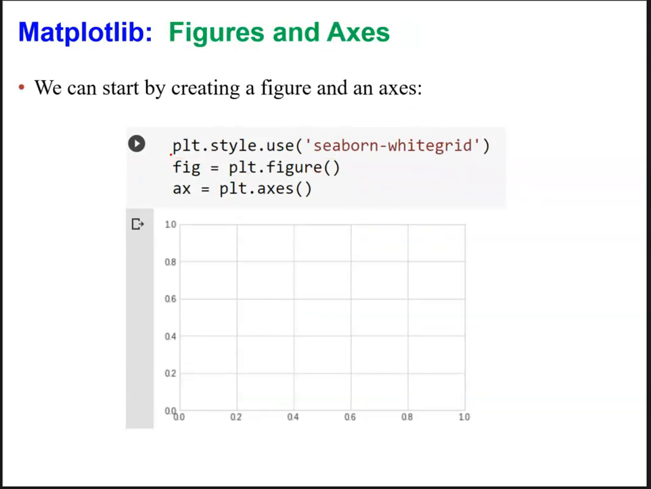In Matplotlib, we use this sometimes, where we just start the figure with a figure variable and an axis variable, and you can see what the graph looks like. So this is just an empty grid, and let's look at what these things actually are.